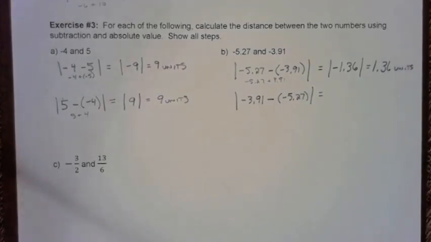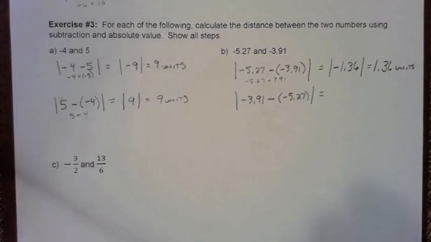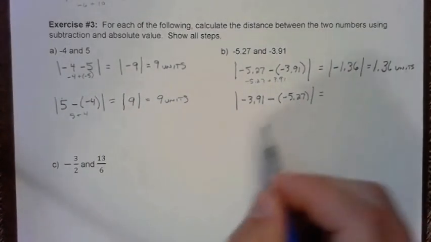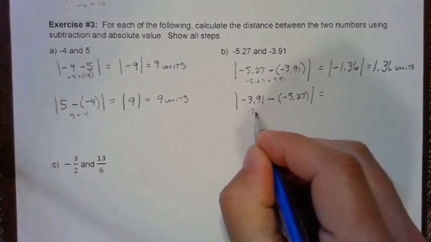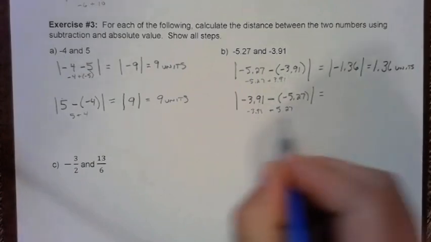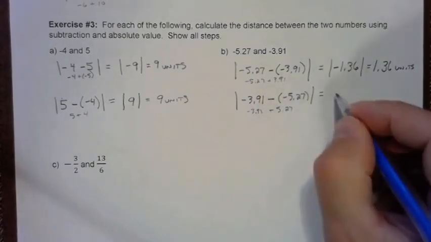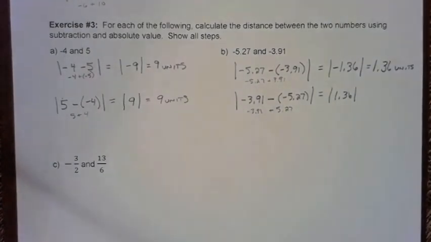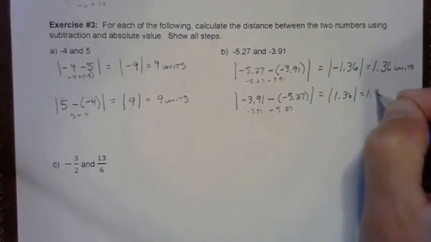Okay, similarly down here, -3 and 91 hundredths minus -5 and 27 hundredths. Well, that's the same as -3 and 91 hundredths plus +5 and 27 hundredths. So when I do that problem in absolute value, I'm going to have 1 and 36 hundredths. And then the absolute value of 1 and 36 hundredths is just 1 and 36 hundredths units.